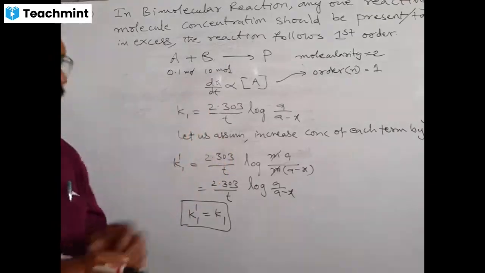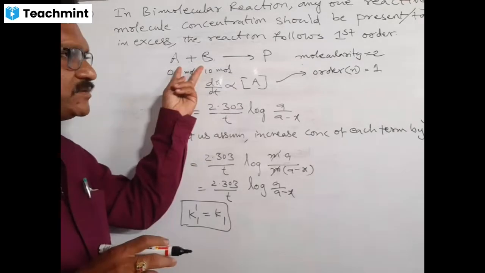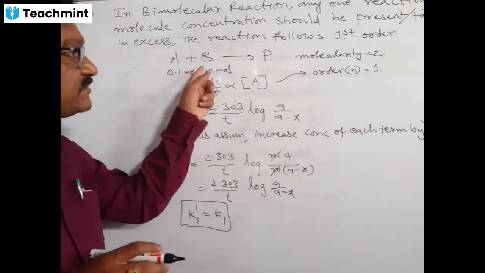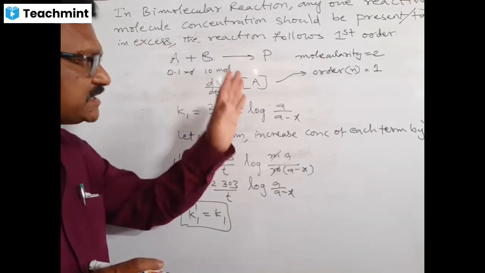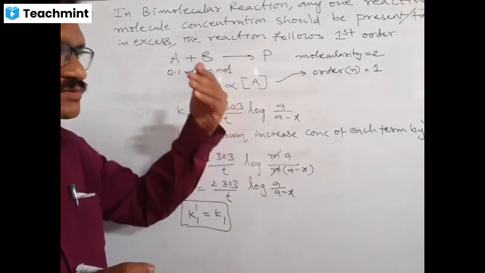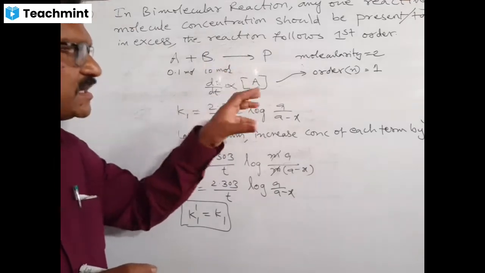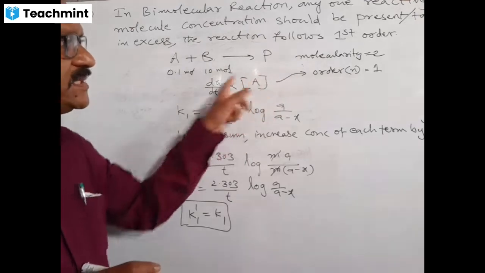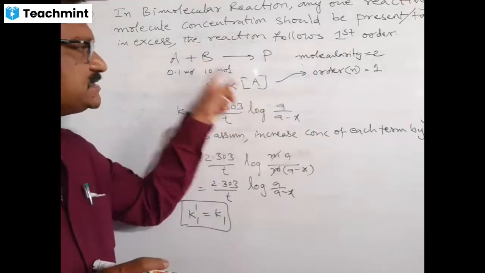Please write this. So in two molecules, one should be in excess concentration. Then that follows first order, not second order. First order reaction. Of course, molecularity is 2. You leave that, but you focus on order. Order depends on only one molecule. That's why this reaction follows first order.